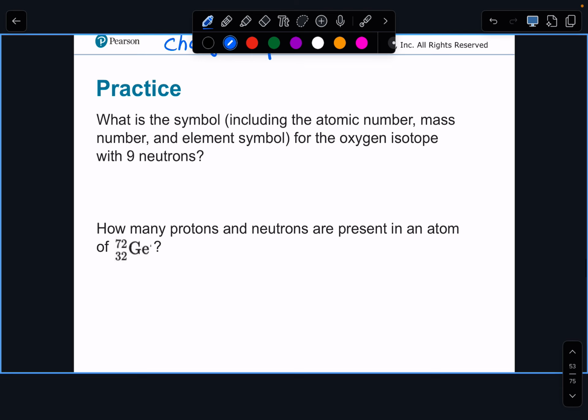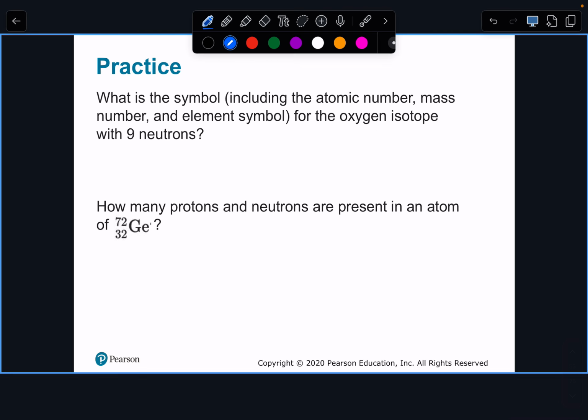Okay, let's just do these other two. You probably don't need extra practice, but it's never a bad thing, and I think we have time for it. So just a couple more practice problems.